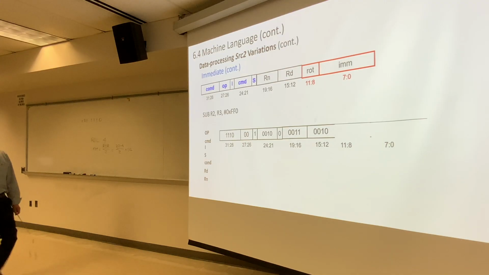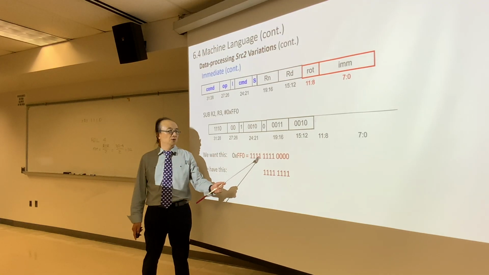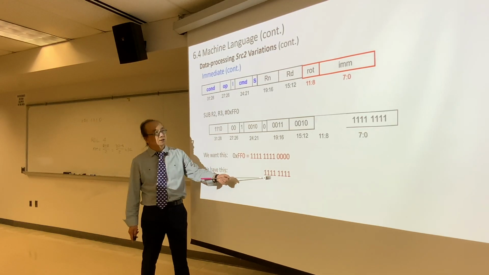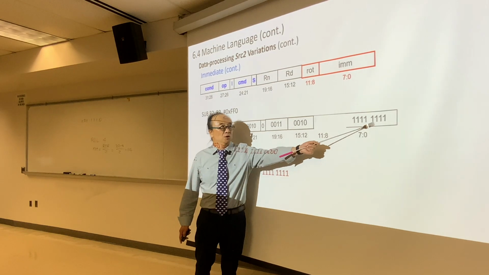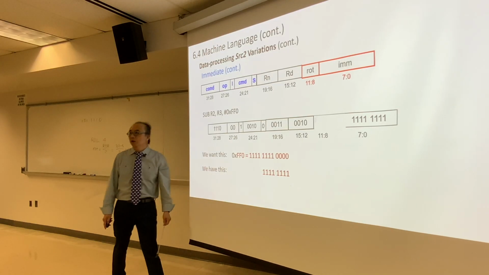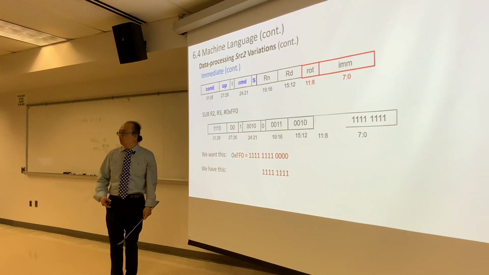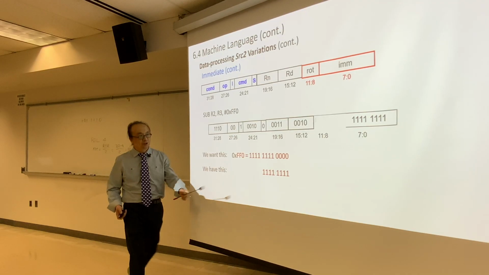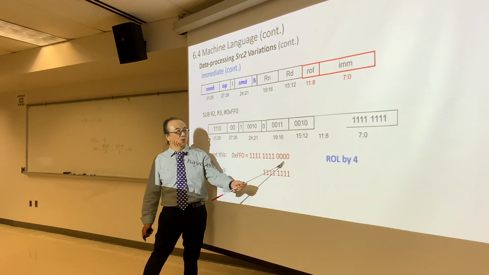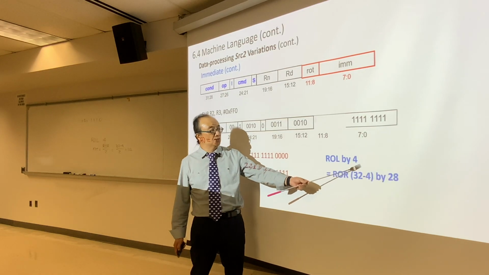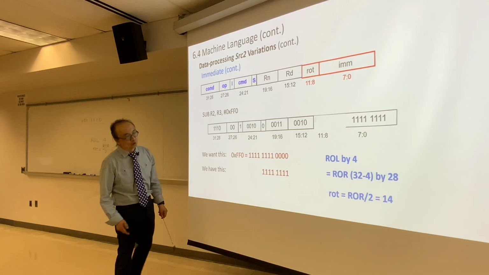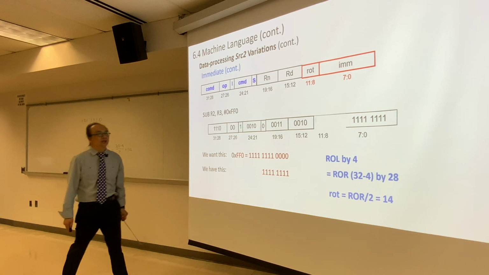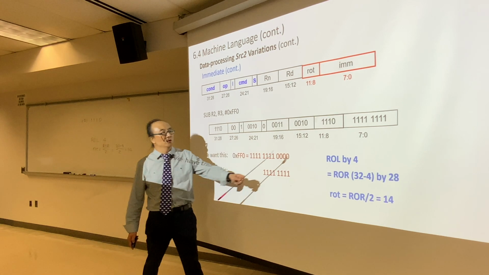Now, what we want is FF0, 1111, 1111, 0000. We can start with this. So put this 1111, 1111. Now we need to figure out how many rotate to the right, but instead of using rotate to the right, it's easier to rotate to the left. So in this case, rotate to the left by 4. That means 32 minus 4, which is 28. Rotate right by 28. So our ROT value is 28 divided by 2, 14, 1110.